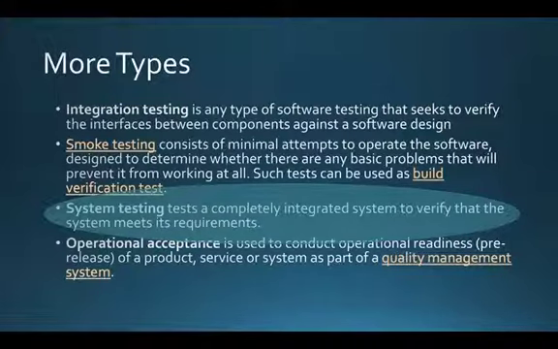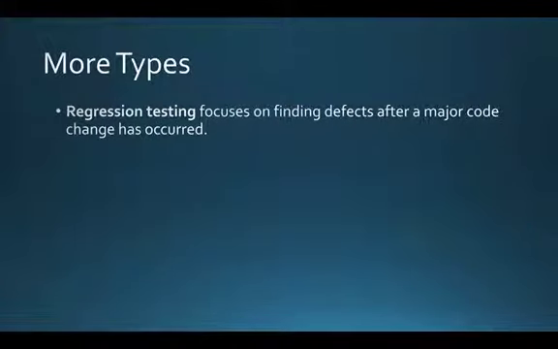System level testing tests a completely integrated system to verify that the system meets its requirements. Again, this is the one that you'll be the most focused on. And then operational acceptance test. This is usually at the very, very end. You've run all the tests there is to be done. This is the one that's going to be the sign-off by your customer to ensure that it met everything you needed. There's also regression testing.